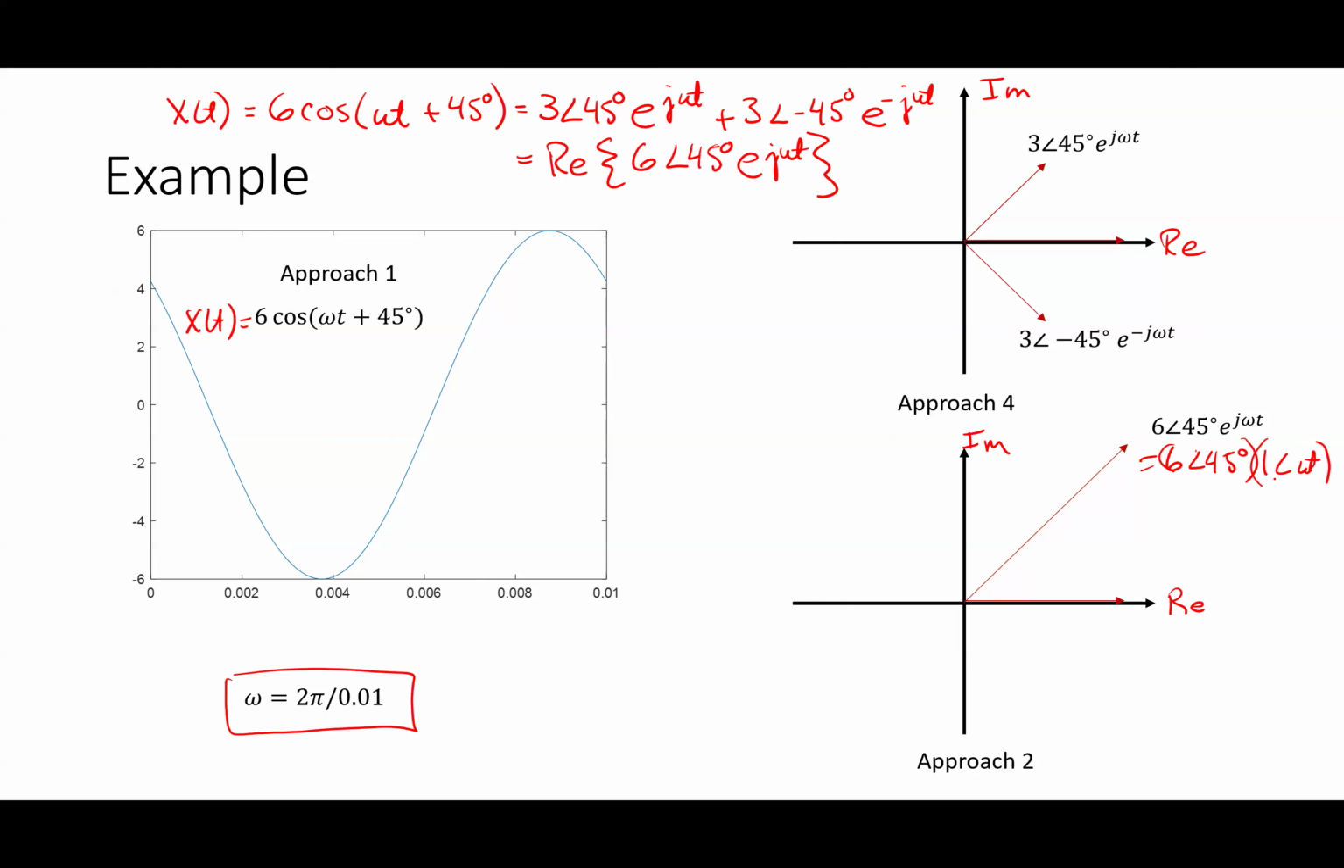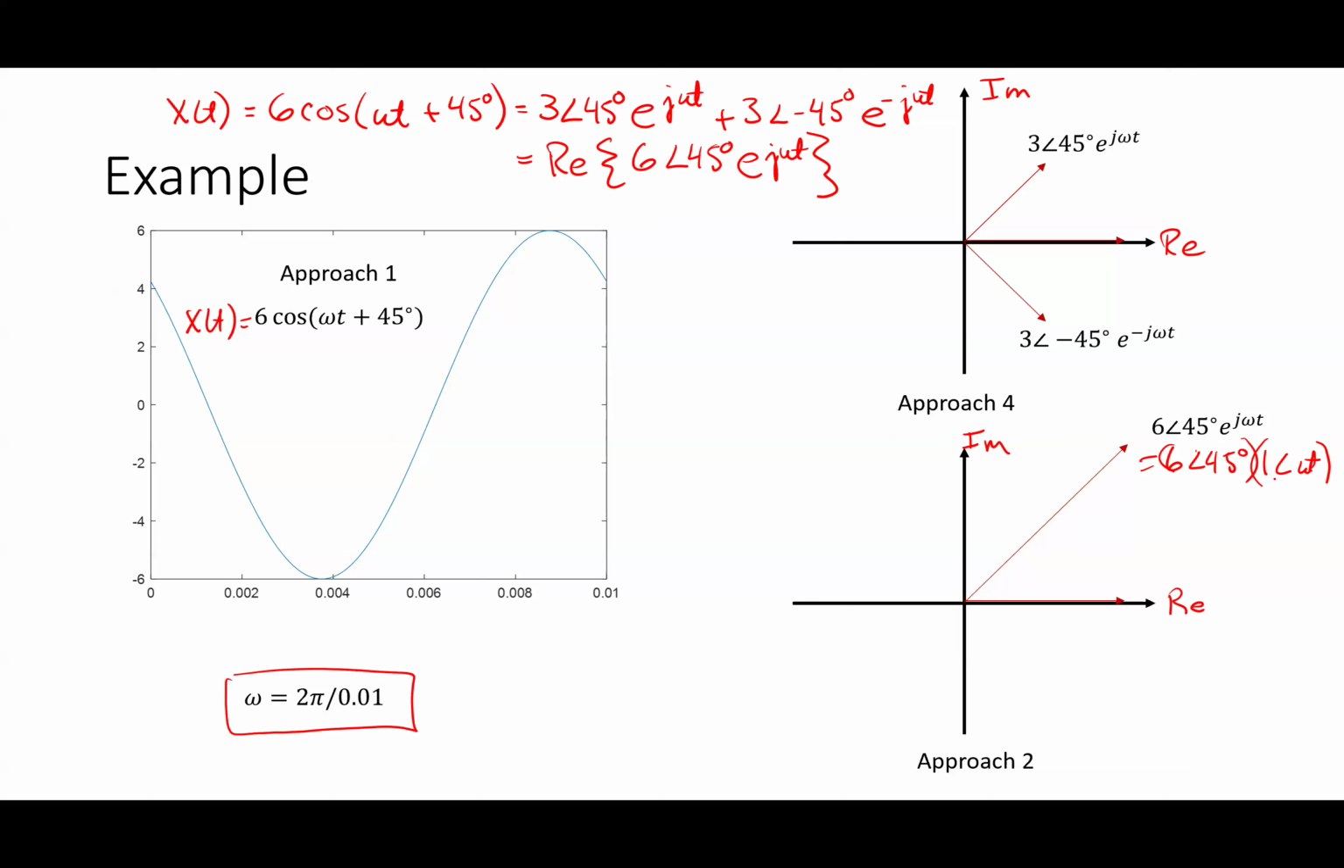At what time did I draw this vector? What t value is that vector? First of all, if I multiply two vectors together, 6 angle 45 and 1 angle omega t, what's the magnitude of that product? 6, right? What's the angle of that product? Omega t plus 45 degrees. You can't tell that here, but that's a 45-degree angle. So what time did I draw this? t equal to 0.